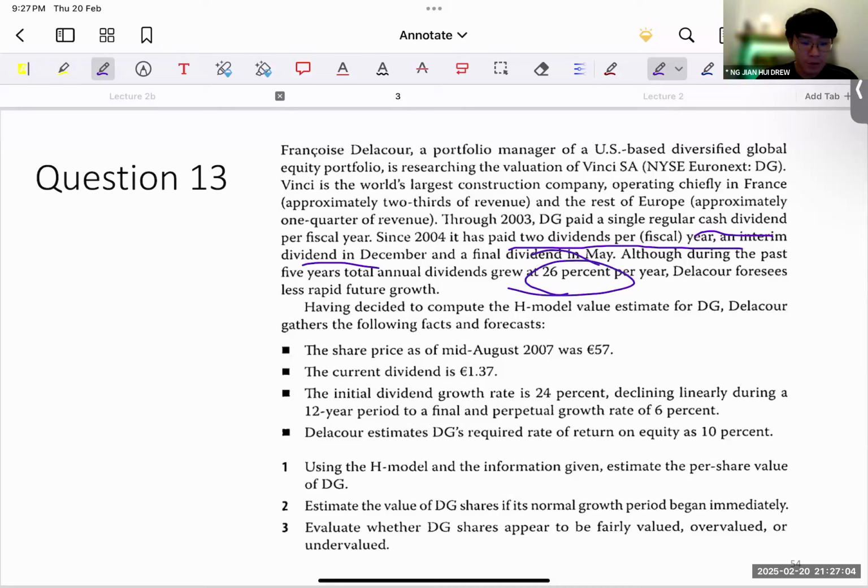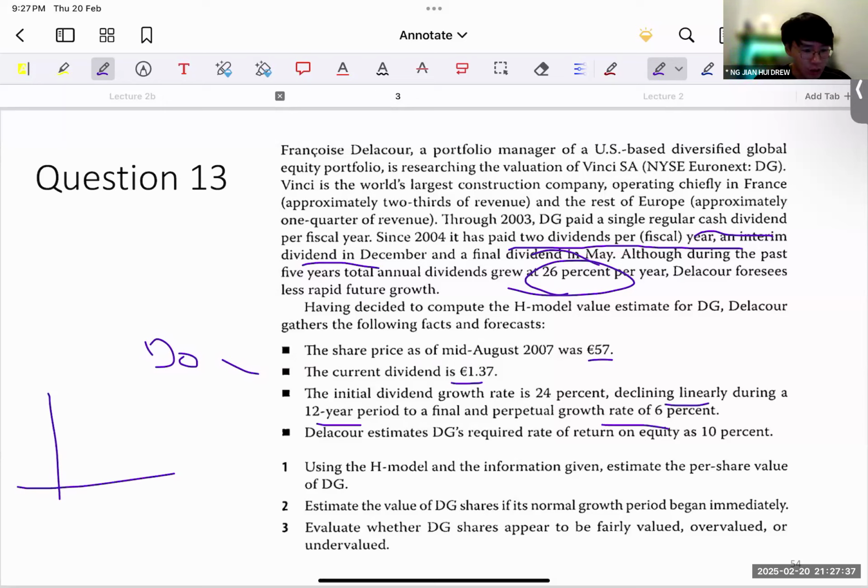Having decided to compute the H model estimate for DG, gathered the following facts and forecasts. Okay, we do have a stock price of 57 euro. Current dividend paid, which is D naught, okay, D naught is 1.37. The initial dividend growth is 24%. It will decline linearly during a 12 years period to 6%.